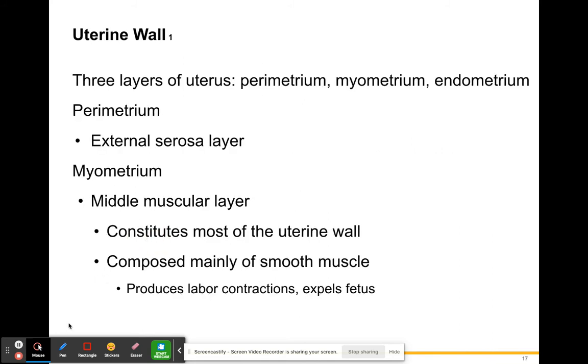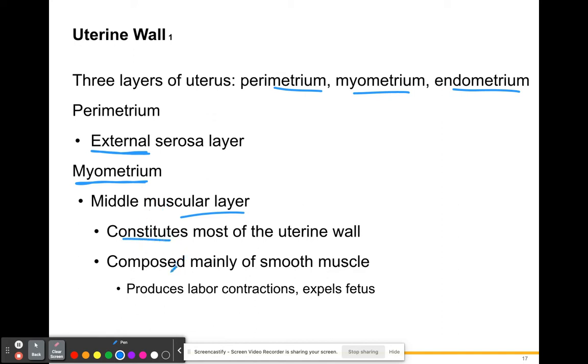Okay, there are 3 layers of the uterus. There is the perimetrium, the myometrium, and the endometrium. The perimetrium is the most external layer. The myometrium is the middle layer, and that's where all the muscle of the uterus is going to be held. It's going to constitute most of the wall of the uterus, and it's composed of mainly smooth muscle. It's not skeletal muscle, it's smooth muscle. And this is what produces labor contractions, and that's what, like I said before, expels the fetus during pregnancy, is the contraction of these smooth muscles during childbirth.